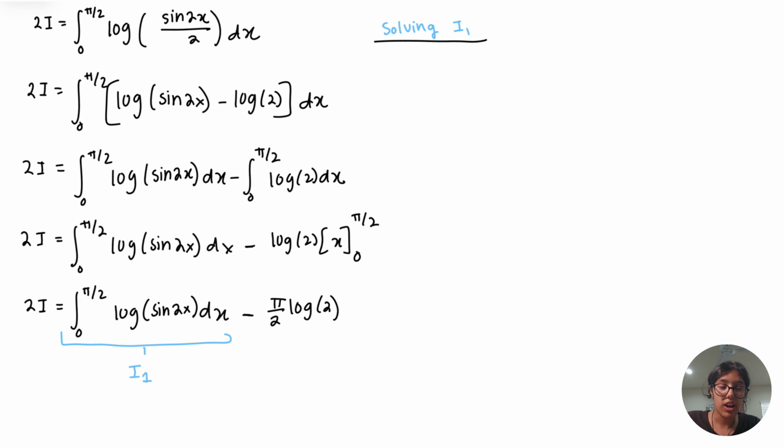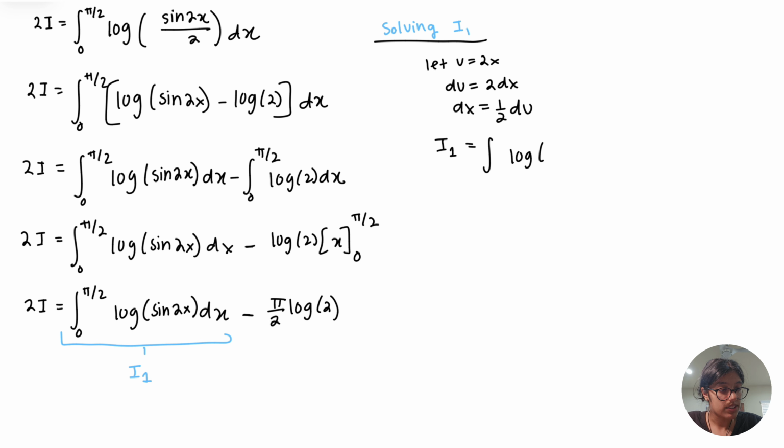When we are solving for I1, I think we should get rid of this 2x and just start applying u substitution. So I'm going to say let u equal 2x, therefore du is equal to 2 dx, and therefore dx is equal to 1/2 du. So I'm going to say I1 is equal to the integral, and now the bounds will change, but I'm just going to leave that blank for now. We're going to come back to it a bit later. We're going to have log of sine of u, and then we said dx was 1/2 du. Now we can worry about those bounds.